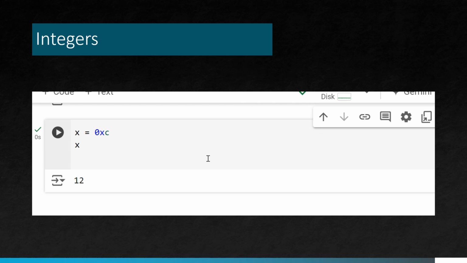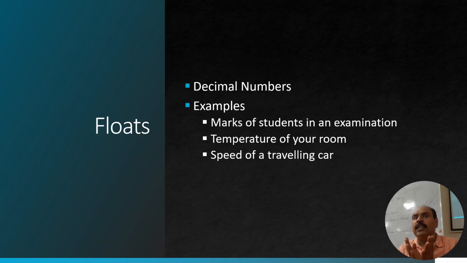So integers are nothing but whole numbers. Okay. The next data type is floats. Floats are nothing but decimal numbers. For example, the temperature of your room, marks scored by students in examinations. All these will have, say, 60.9, 50.8, 28.4, okay, 3.6 kilometers per hour. All numbers where we have decimal values are known as floats.